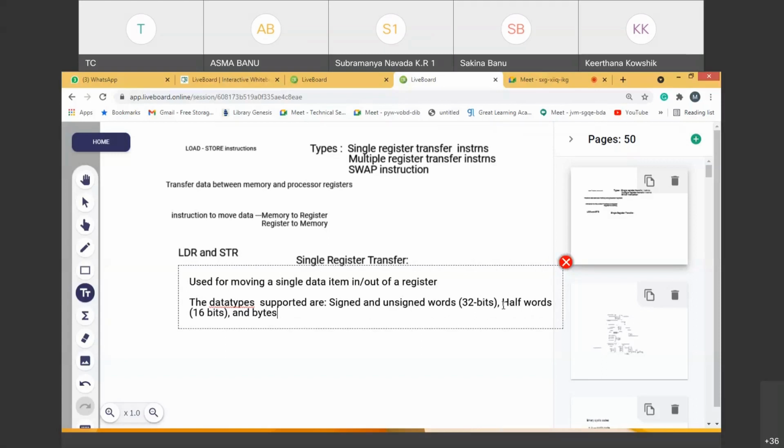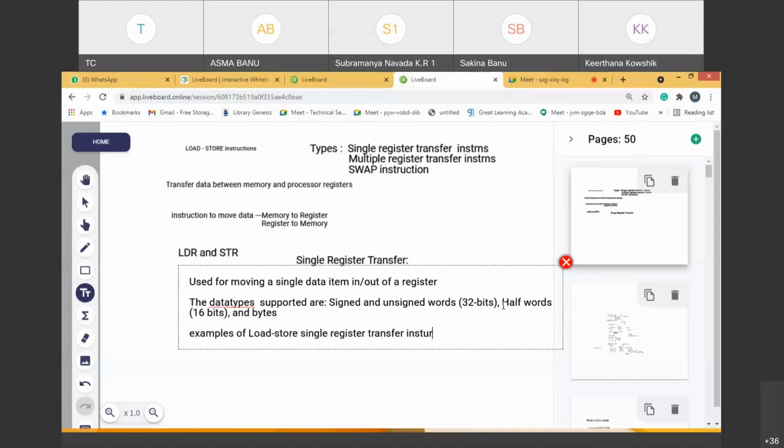Now, if I ask you, can you mention some load and store single register transfer instructions? Can you give some examples? They are associated with load and store. As I said, loading and storing the contents of the register onto the memory, or memory to the register. That's what load and store single register transfer instructions are.